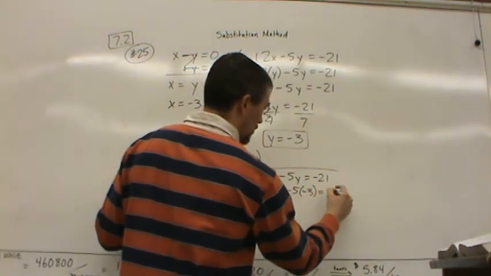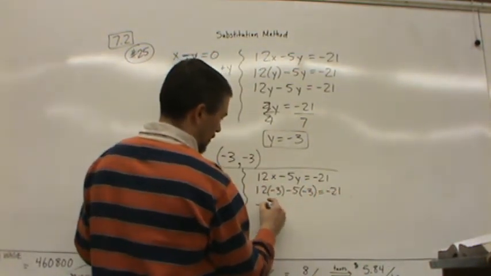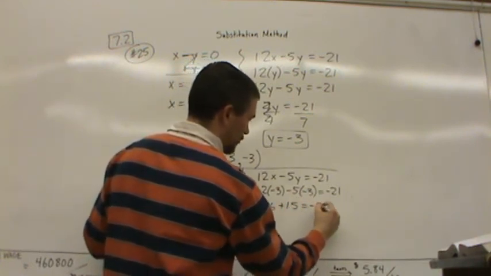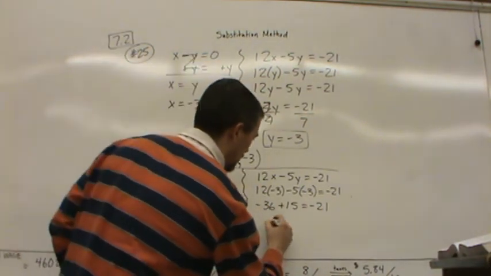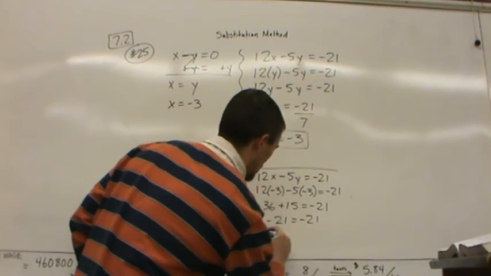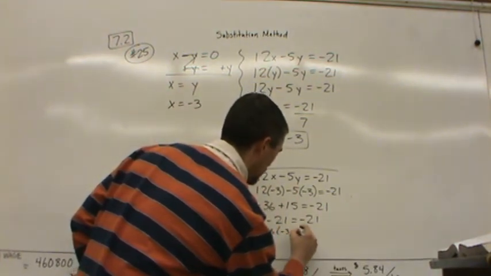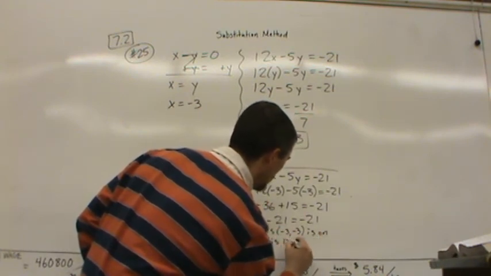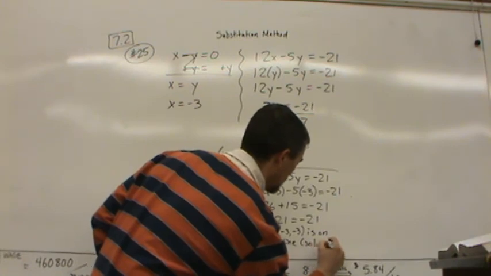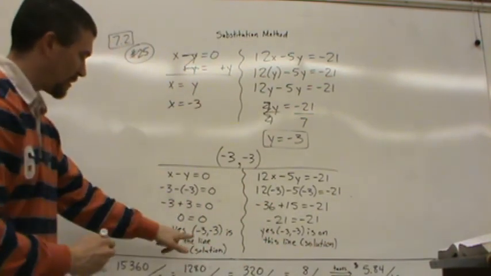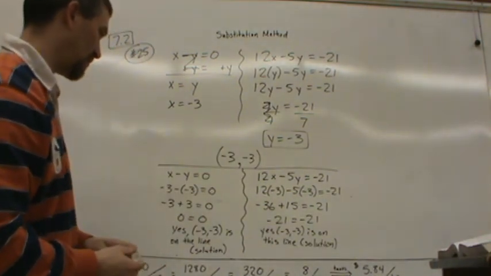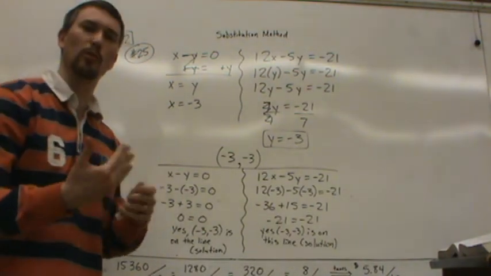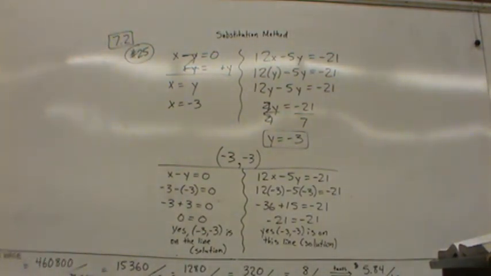So, what's this? Negative 36 minus, or plus, because negative times a negative is positive 15, and 21, 36 minus 15, negative 21 equals negative 21. Yes, negative 3 comma negative 3 is on this line, which is what solution means. And if it's on this line and it's on that line, it is the point of intersection. So if I had more room, I would put that little bracket down there and say it's a point of intersection because it's on both lines. So that's how we do the substitution method.